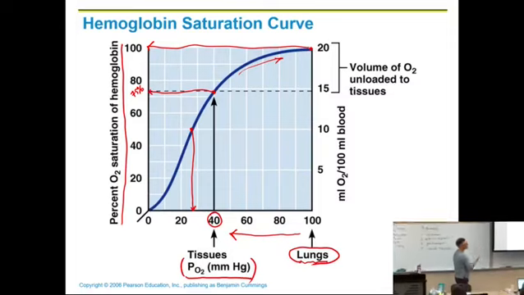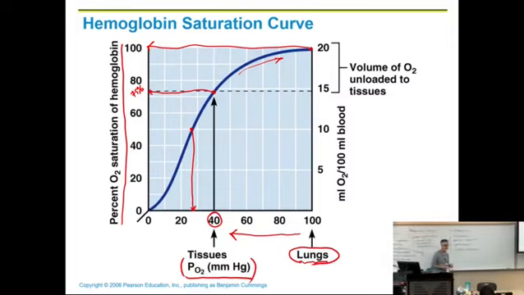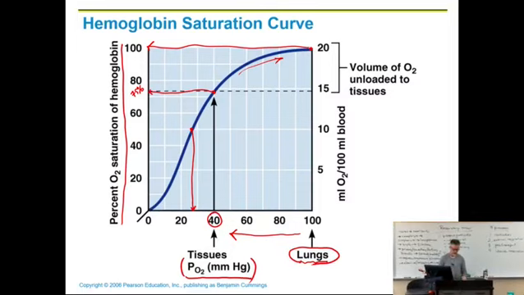It's not exactly linear, right? It's not a straight line between them, but it shows that relationship and the influence of the partial pressure of oxygen in the surrounding tissues on hemoglobin.